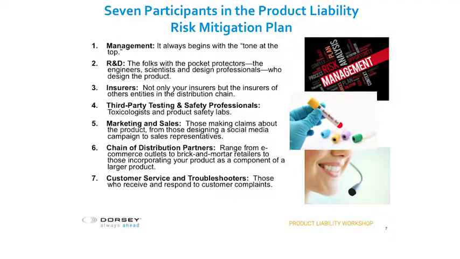There are 7 participants in the product liability risk mitigation effort, and we'll be referring to these throughout. But it's perhaps helpful as you begin to think about these issues or advance your own product liability risk mitigation plan to use this as a checklist. The management, of course, is very important, making sure that you have buy-in from members of management. The R&D department that is creating and refining the product and designing it. Obviously, the insurers are very important. We'll talk about that extensively in a moment.